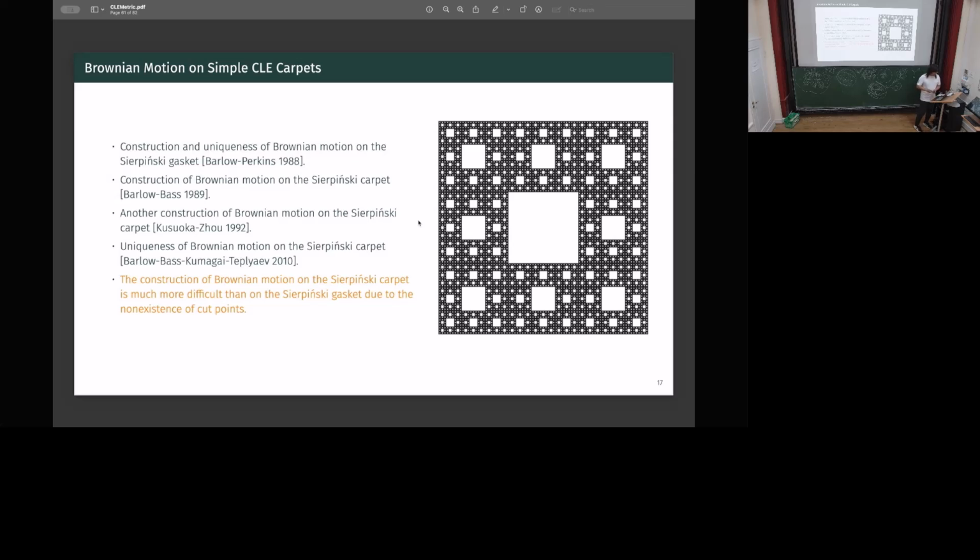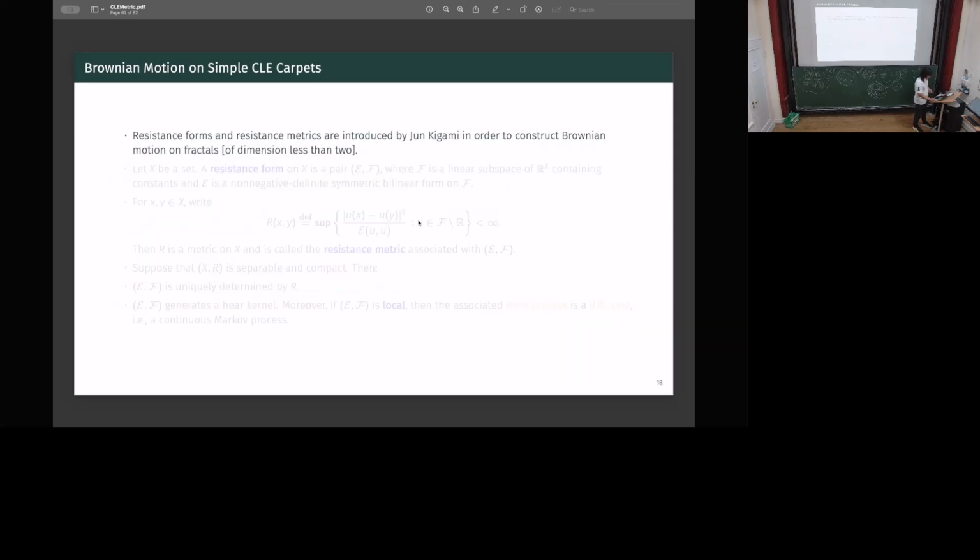So you can also get similar difficulty arising for the CLE. And why this Brownian motion is related to the things we talked about today is because there's a framework introduced by Jun Kigami called resistance form and resistance metric in order to construct Brownian motions on fractal sets. And the philosophy is that it usually works when the dimension is strictly less than 2.